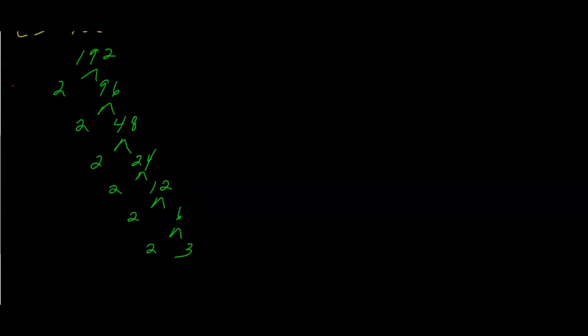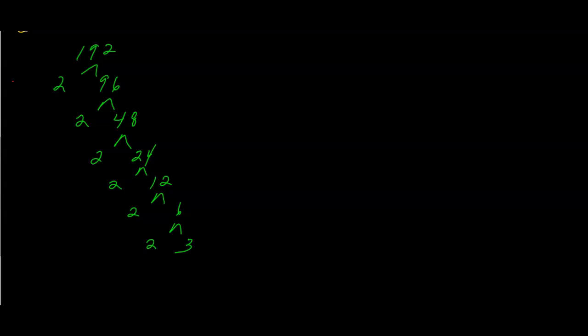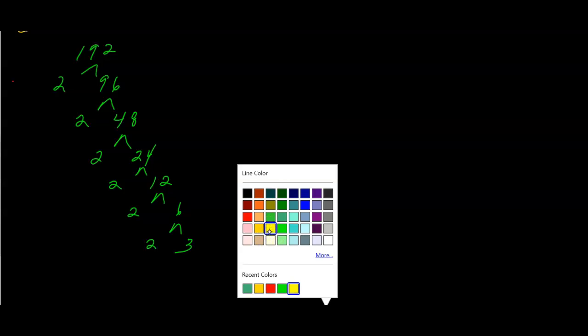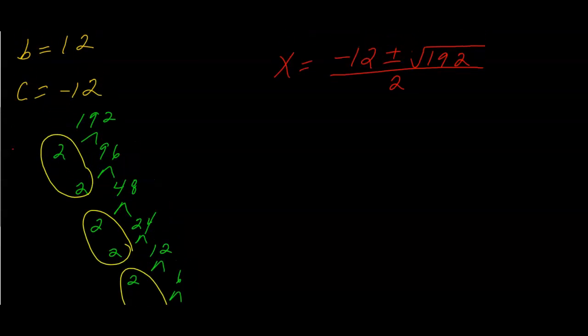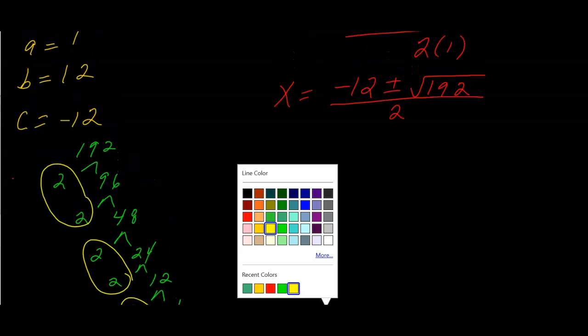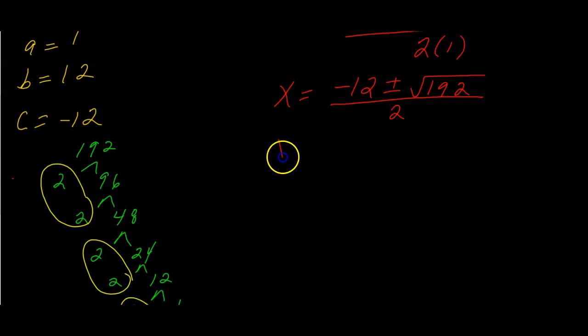So if you're going to go the factor tree method, then you want to just identify pairs of numbers. So we have a pair of 2s, another pair of 2s, another pair of 2s. So that means 2 times 2 times 2 is going to give me 8. So that's 8 square roots of 3 is what that simplifies to. So x equals negative 12 plus or minus 8 square roots of 3, all over 2.